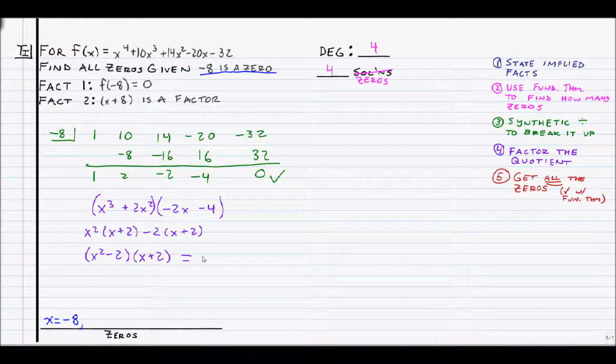From here, if I set each one equal to 0, that's going to give me either x squared minus 2 equals 0 or x plus 2 equals 0. This one on the right is really quick. I get x equals negative 2, so I'm going to write that down there already. For this one, if x squared minus 2 equals 0, then x squared equals positive 2. So I'll square root both sides. We'll get x equals plus or minus the square root of 2. So therefore, my last two answers are negative square root of 2 and positive square root of 2.